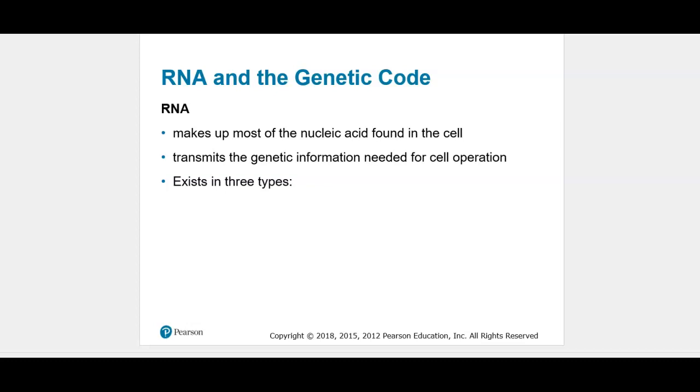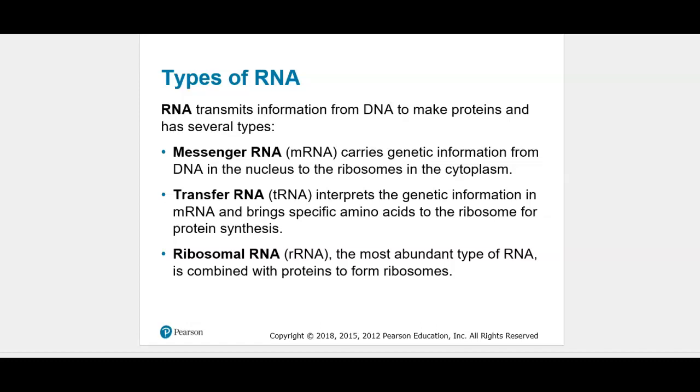RNA is most of the nucleic acid that's found in a cell. Protein synthesis is going to be going on most of the time, and you're not going to be able to do one molecule at a time. There's a lot of protein synthesis going on, so you need a lot of RNA to take part. There are 3 types of RNA. I already mentioned these. Messenger RNA carries the genetic information, as I said, from the DNA in the nucleus to the ribosomes in the cytoplasm. We'll see what a ribosome is momentarily. Transfer RNA interprets the genetic information in messenger RNA.